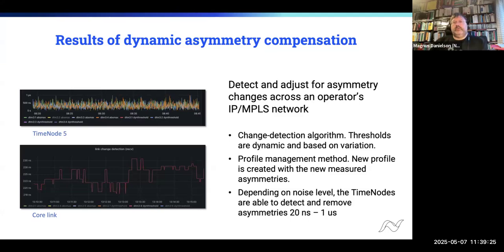This is also very important to do when you create profiles and manage them. And depending on the noise level, these can be like 20 nano, micro, 10 micro. It really depends so much on the link. But it's another aspect of this dynamic. You need to really track these changes deeply.